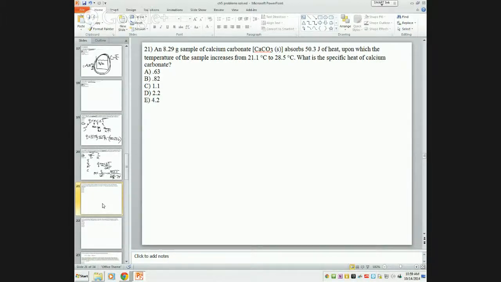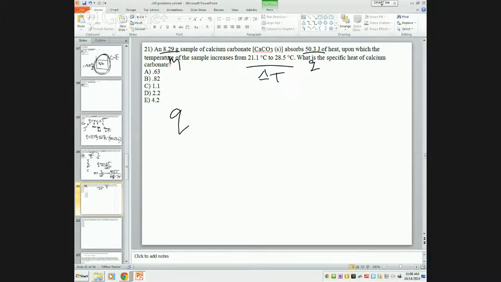An 8.29 gram sample of calcium carbonate absorbs that much heat as the temperature of the sample increases from 21.1 to 28.5. What is the specific heat of calcium carbonate? So again, they give us Q, they give us delta T, and they want us to find the little c, and they give us the mass, right? So that's our mass.